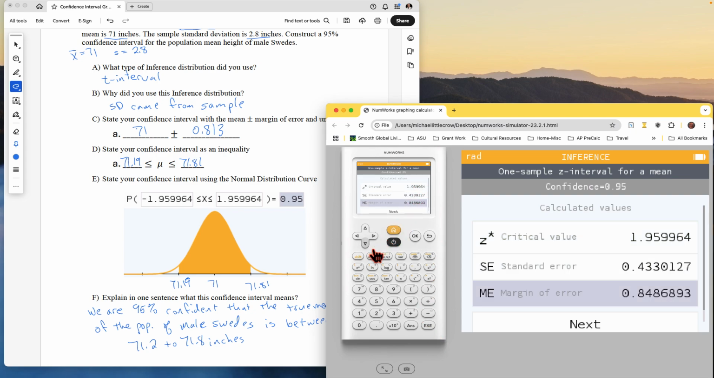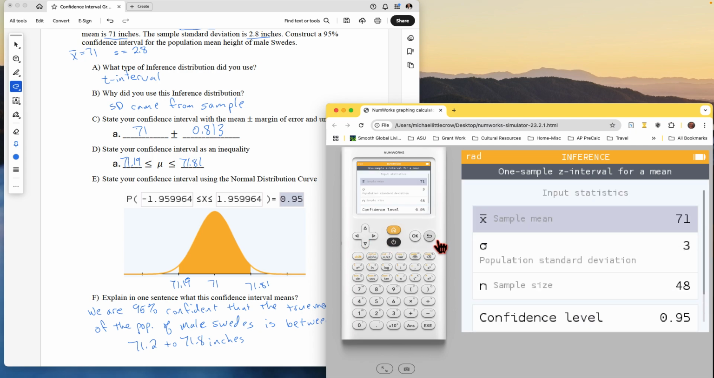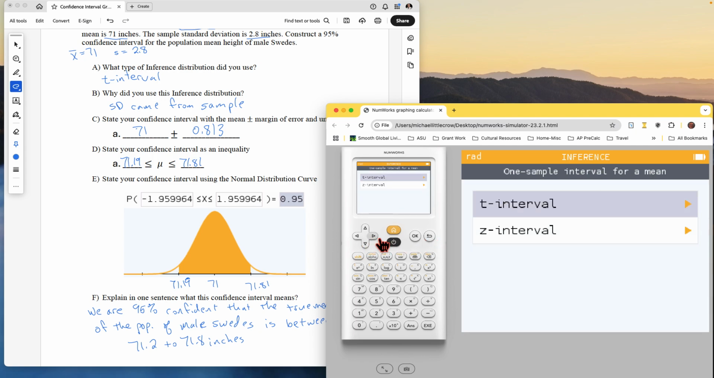Looking good. Let's see. 71.84. We had 71.81. So we get a little bit of difference between a T and a Z. But maybe not that much. You know, if you're looking at it rounded to 1 decimal place, this is 70. Oh, did I get that right on the other one? 70.15. Actually, there's quite a big difference here. Did I get that right? I've got to check back. Did I go to the T?